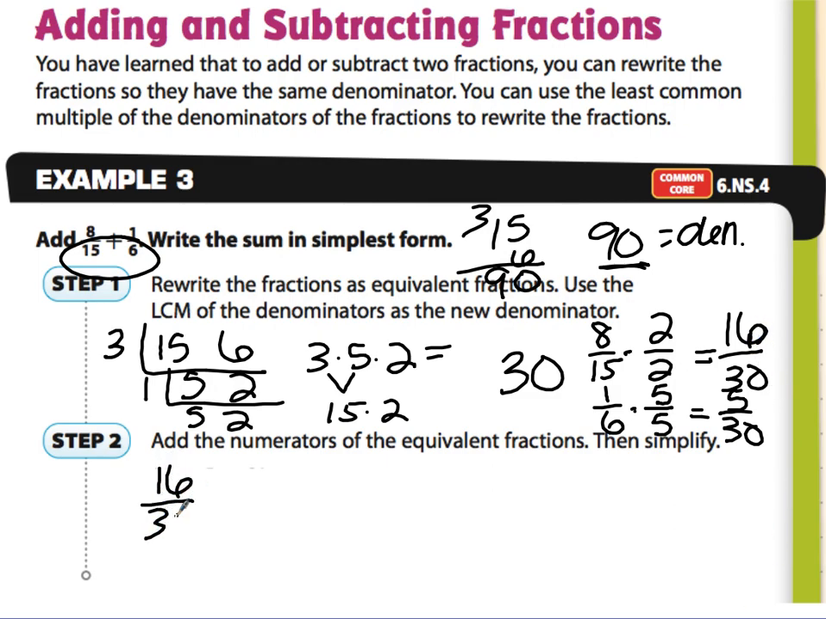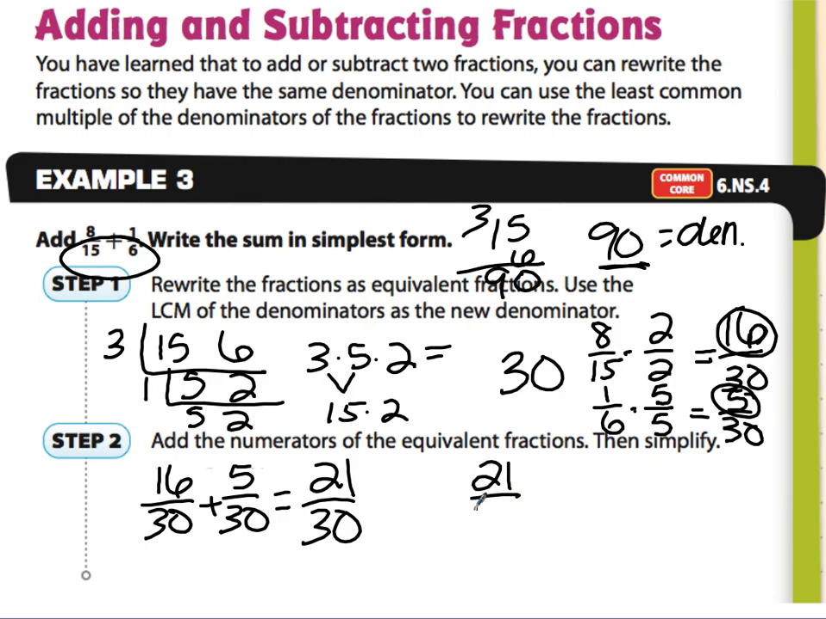This is going to make it a lot easier for me to simplify my answer because I'm not going to have such a large answer as I would have had with 90, because these numbers would have been a lot bigger. So when I add this, I get 21/30, because remember, we don't add our denominators, we just add our numerators. I know that with 21/30ths, both of them are divisible by 3, and that is the GCF. And so my answer is 7/10.